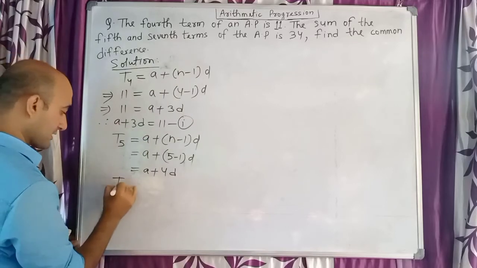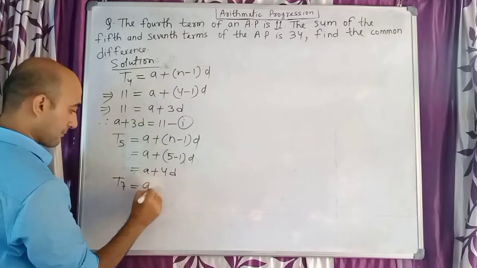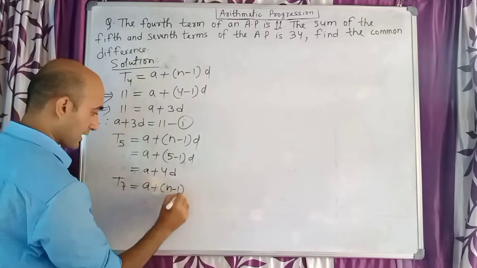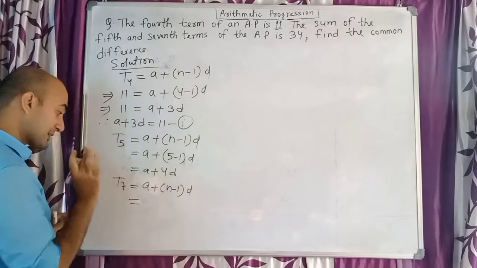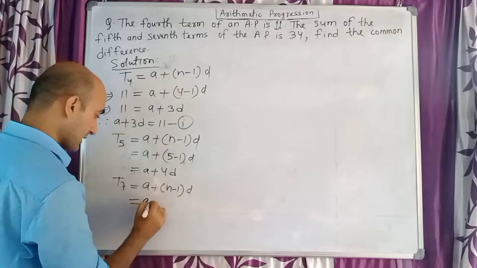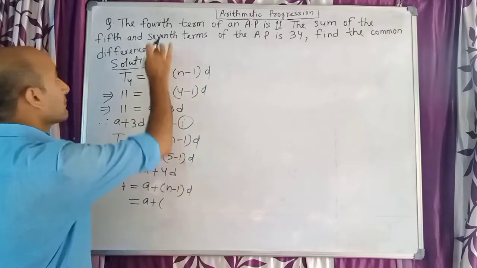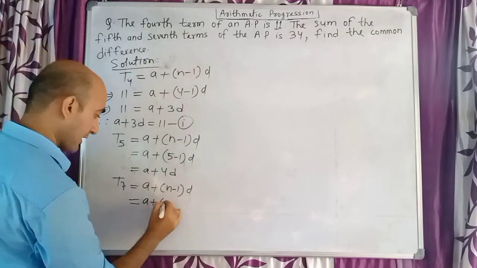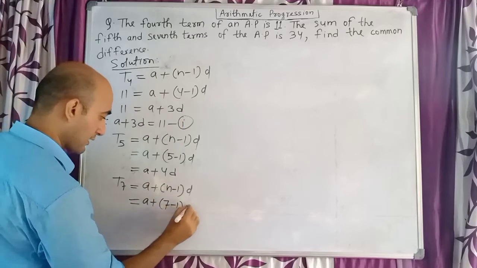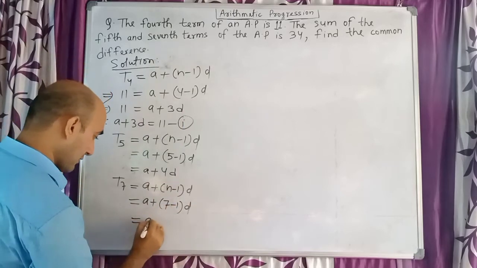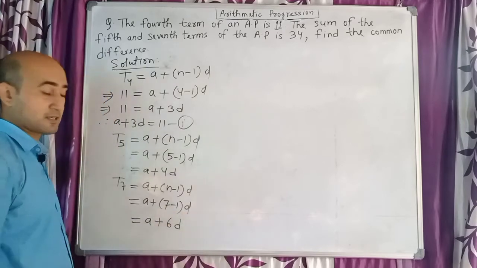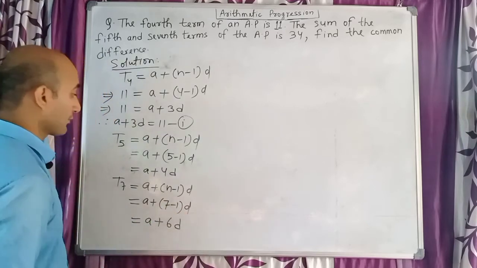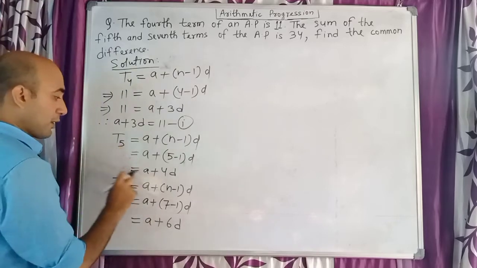Go for the seventh term, T7. A plus n minus 1 D, same formula. The seventh term is not given, so write T7 only, and next A plus, the n value will be 7. Seventh term means the n value is 7. 7 minus 1 into D. Then we will have A plus 6D, since 7 minus 1 is 6. So 6D.